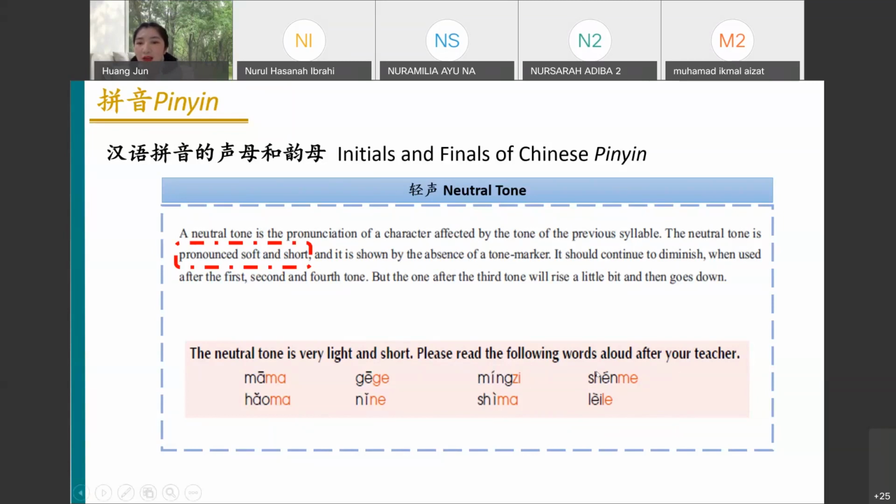Then word number 4, 什么. 什么 means what. So for example, when people are talking and you didn't catch it, you ask what. So we can use 什么. Very easy words, right? So then let's continue over here.